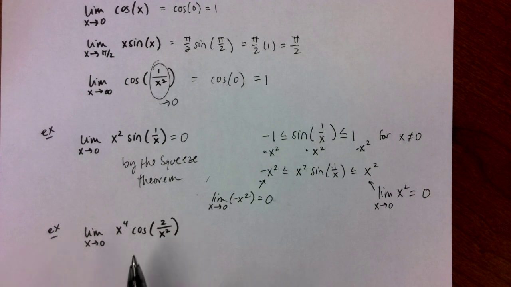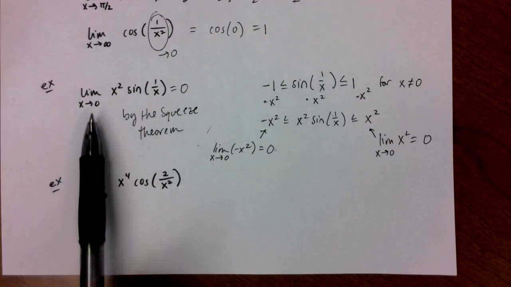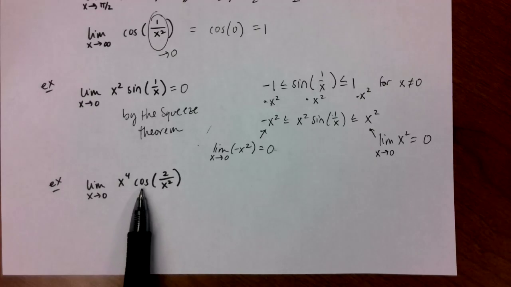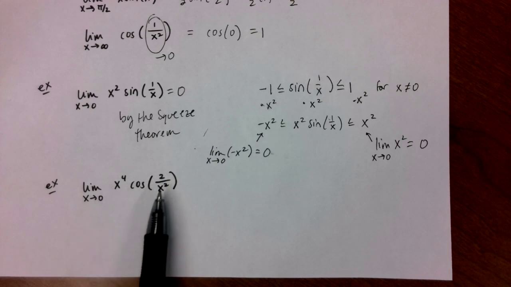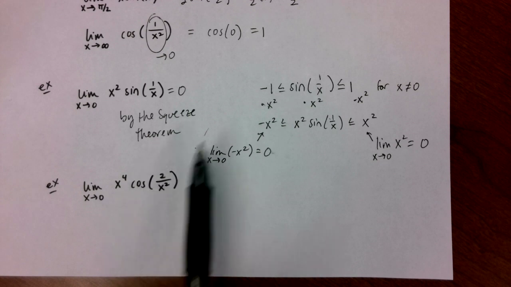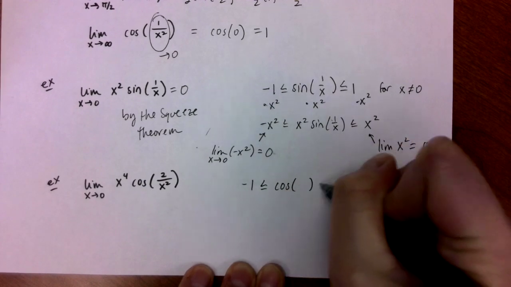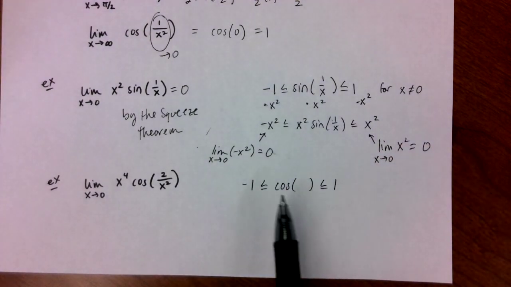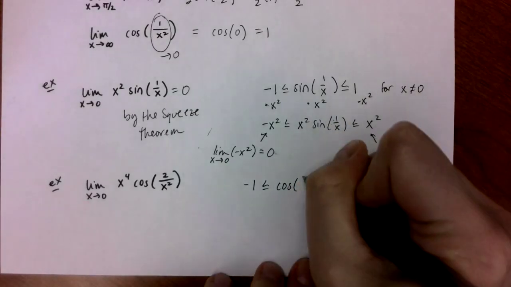So let's try that roadmap again with this second and final example. So I have the limit as x approaches 0 again, same as before. And now we have x to the 4th cosine of 2 over x squared. So again, the 2 over x squared is what's stopping me from just plugging 0 into this entire formula. All right, so what I'm going to do is say, cosine of anything is always trapped between -1 and 1. So this is always how we start. Cosine of absolutely anything is always between -1 and 1, and can never go beyond those numbers. In this problem, what's inside cosine is 2 over x squared. So that's what I'll put here to start off.